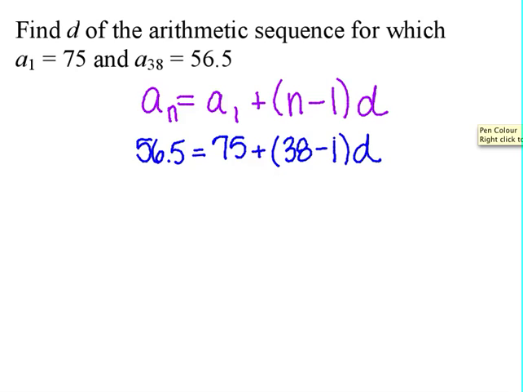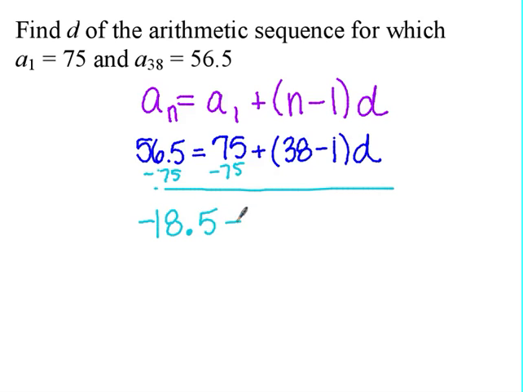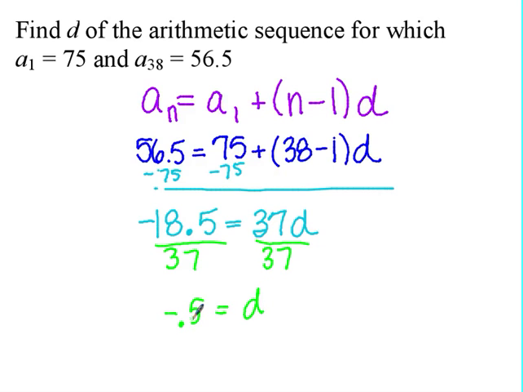So once again, we've eliminated all of our variables. So I end up getting, if I subtract 75 here, negative 18.5 equals 37D. Divide by 37. So what does D equal? Negative 0.5. Isn't it negative 0.5? Yeah, I was thinking the other way. Alrighty, so far so good?